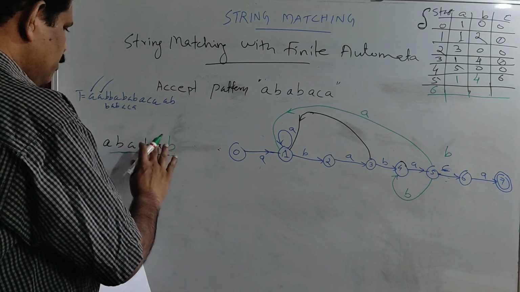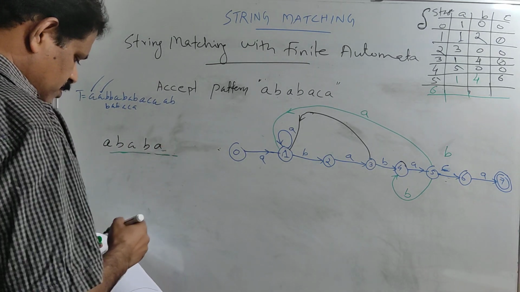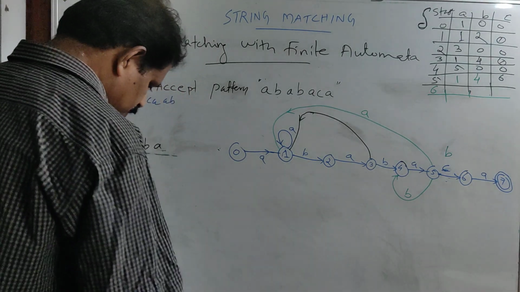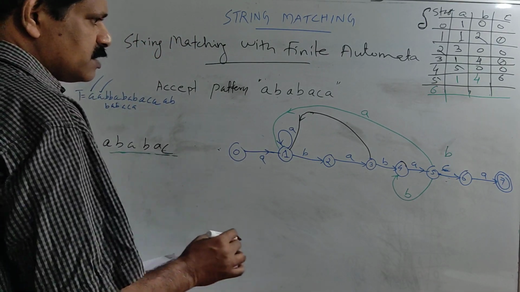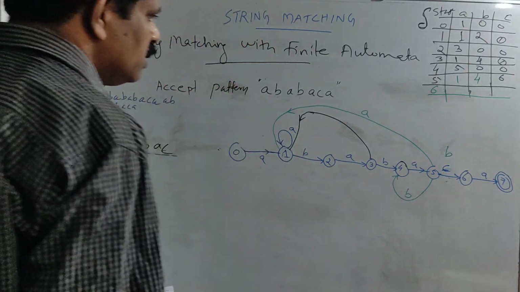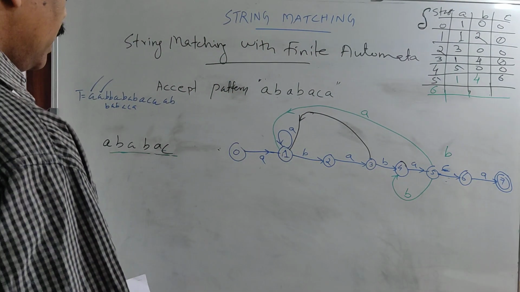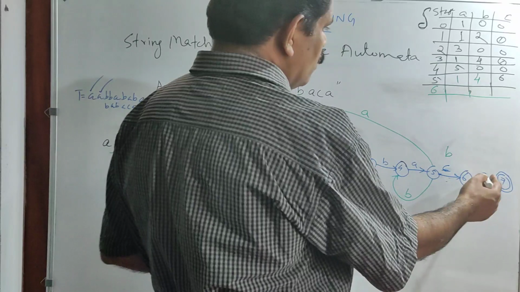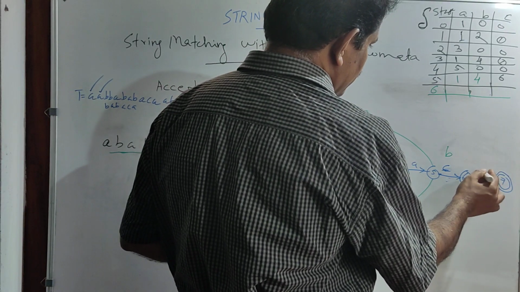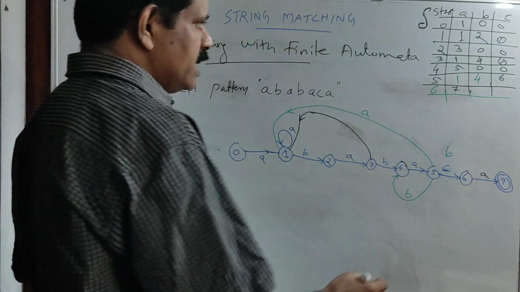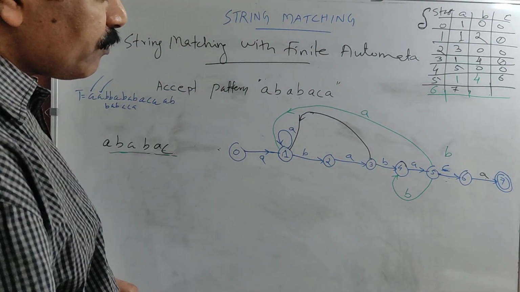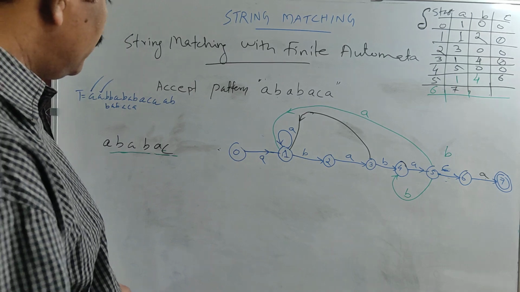You got AB, AB, AC. That's why you are here in stage 6. In stage 6, you are expecting an A. On getting an A, you can move to stage 7, the last stage or last state. Then what about getting a B?